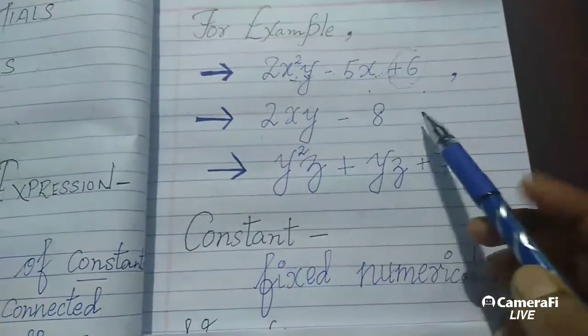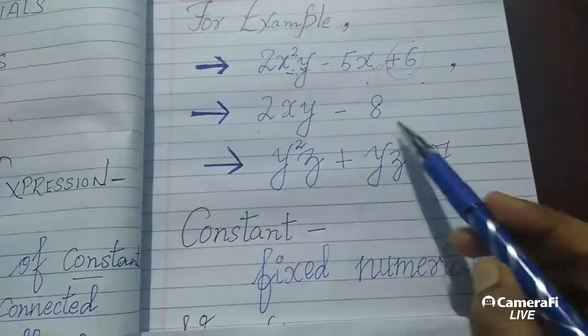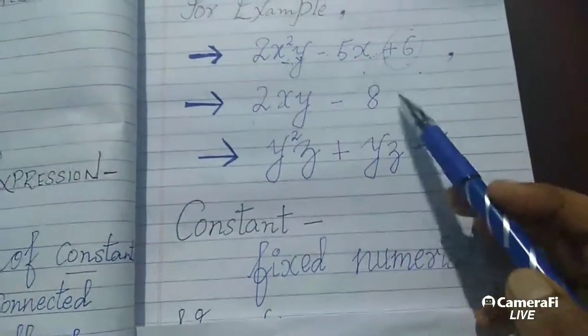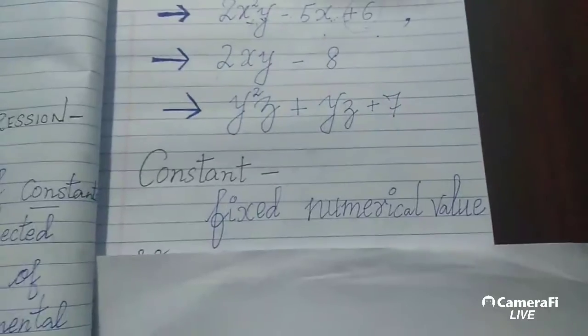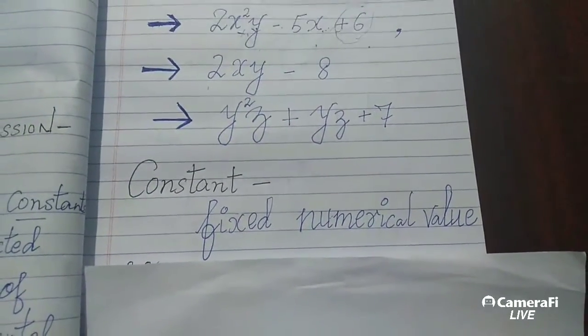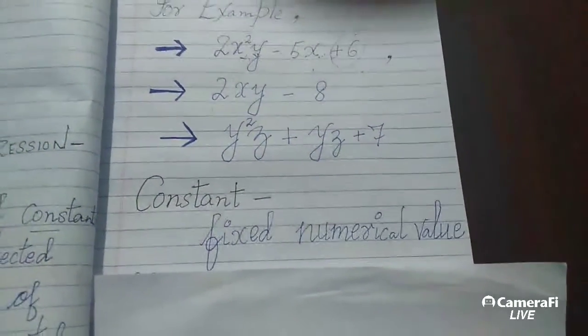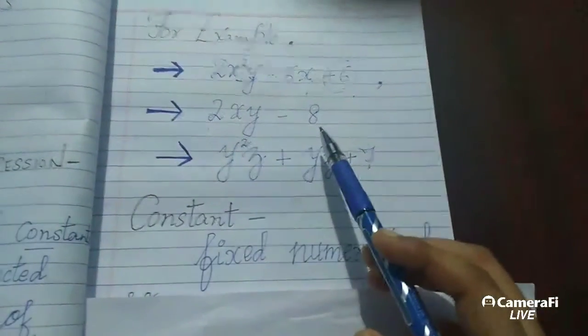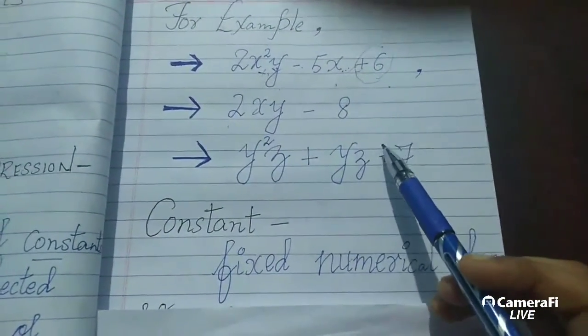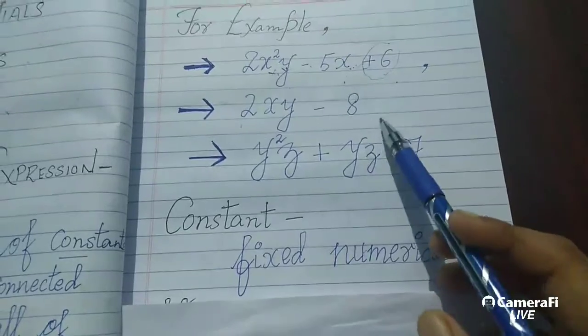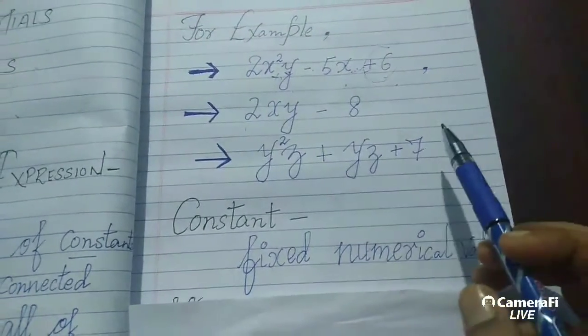Over here you see 7 plus 7. These all are fixed values, fixed numerical value, fixed number. So they are known as constants. Such kind of terms in any algebraic expression is known as the constant.